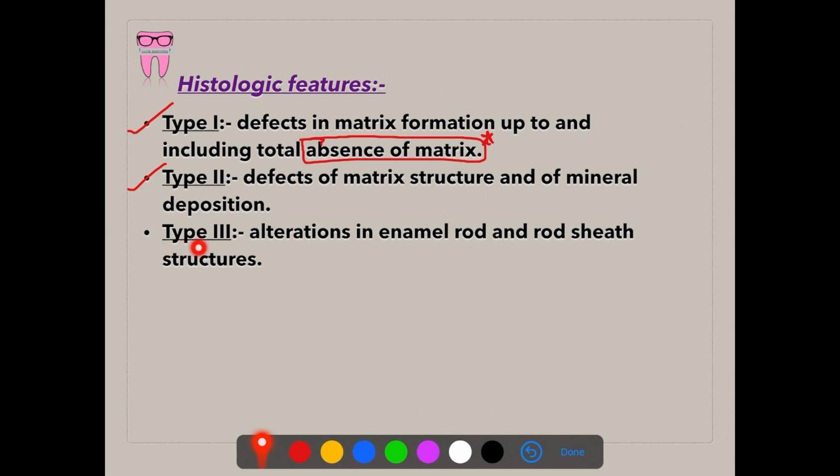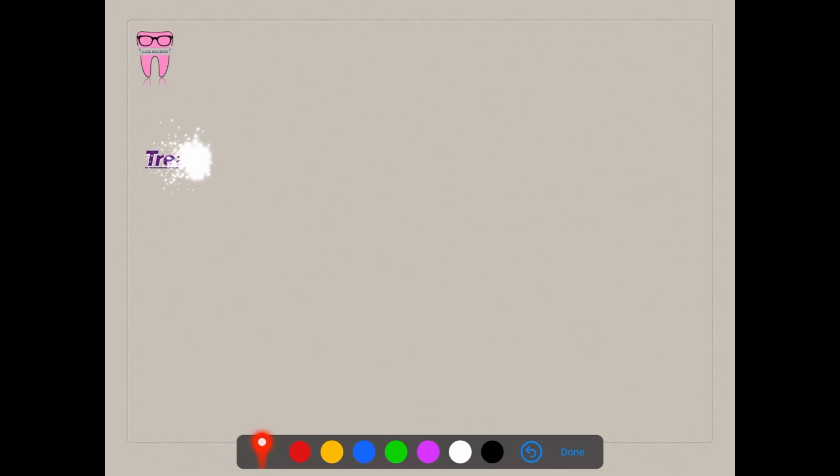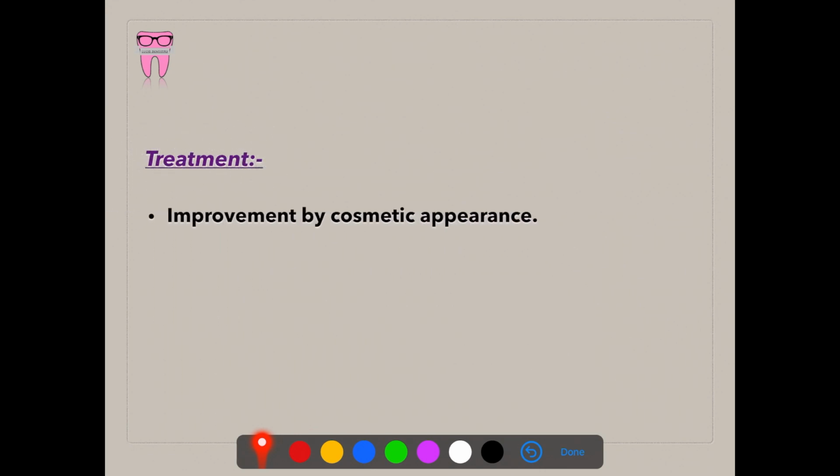In the third type of amelogenesis imperfecta, the hypomaturation type, you see alterations in the enamel rod or rod sheath structures because of improper mineralization and calcification. Now coming to the treatment part, there is no obvious treatment for amelogenesis imperfecta. It can only be improved cosmetically.